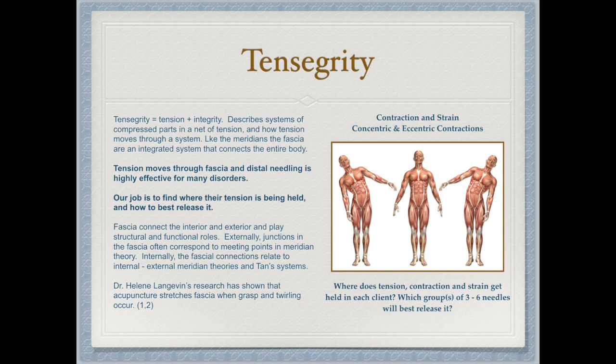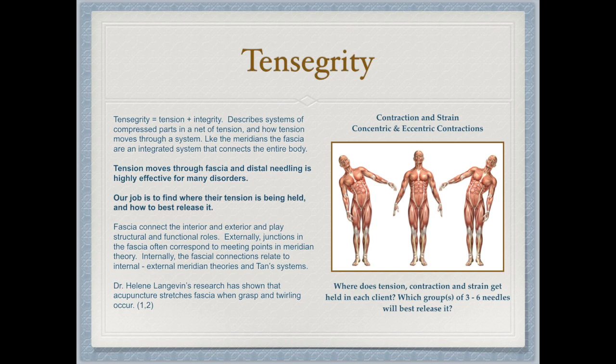The word tensegrity includes tension and integrity, and it describes systems of compressed parts in a net of tension and how tension moves through a system. So in the human body then, the compressed parts can be the muscles that are surrounded by the fascia, and the muscles are involved with the movement, but they will hold tension, and then the fascia can hold tension as well. And this plays both structural and functional roles in the body. However, things go wrong, and we can hold tension in the body in various ways.